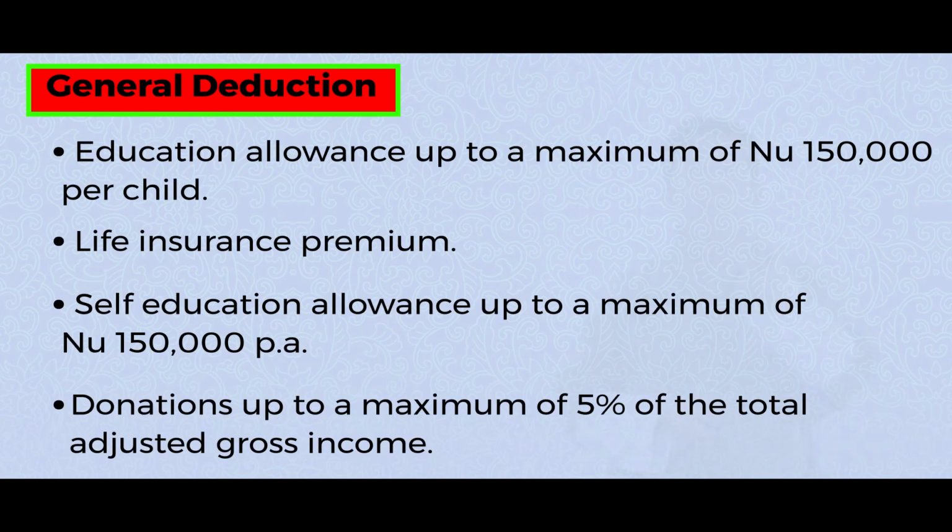Number one, education allowances up to a maximum of Nu 150,000 per child. This is as per the latest from the Department of Revenue and Customs, Ministry of Finance. Next, we have life insurance premium, which can be deducted from your liable tax. And next one is self-education allowance, that also up to a maximum of Nu 150,000 per annum. Last general deduction is donations up to a maximum of 5% of the total adjusted gross income.